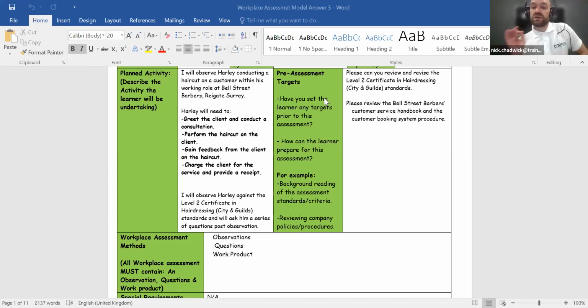Pre-assessment targets, well, this is essentially targets that you will provide the learner in order to prepare them for the assessment. So it's always good to give some targets to help the learner to prepare for the assessment as well. So I have asked Harley to revise the level 2 certificate in hairdressing, City and Guild standards. I've also asked Harley to review the Bell Street Barbers customer service handbook as well, just to revise so he's aware of the standards I'll be using.